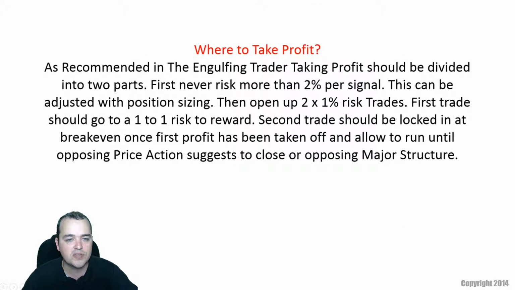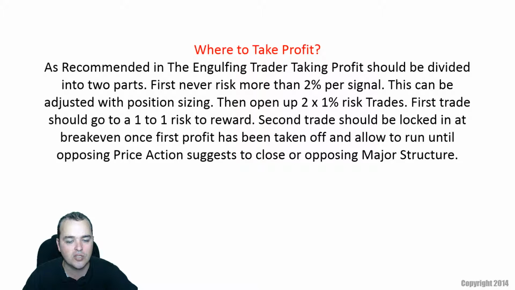Where to take profits. As recommended in the Engulfing Trader, taking profit should be divided into two parts. First, never risk more than 2% per signal. This can be adjusted with position sizing. Then open up 2 times 1% risk trades. First trade should go to 1-to-1 risk to reward, as recommended in the Engulfing Trader. Second trade should be locked in at break even once first profit has been taken off and allowed to run until the opposing price action suggests to close or opposing major structure.